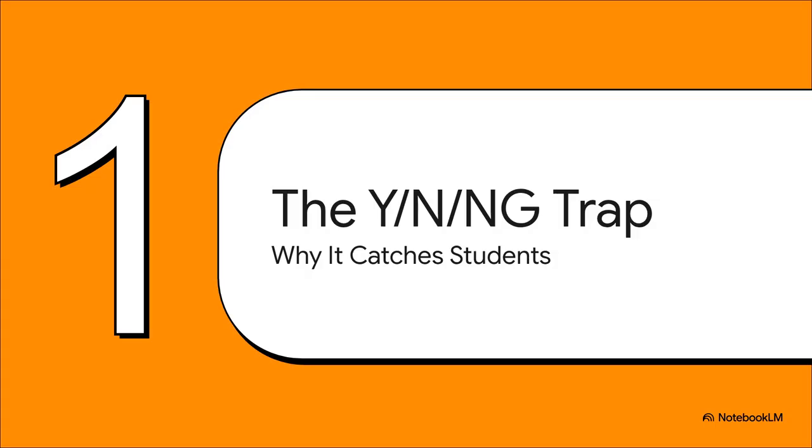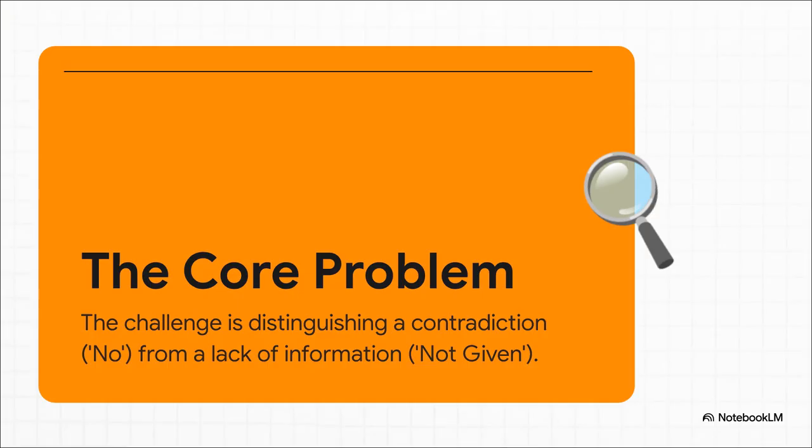So first things first, let's figure out why it's so hard. What's the actual trap? Once we know what we're up against, we can figure out how to solve it. Here's the core of it. Getting the yes answer is usually pretty straightforward, right? The text says it, the statement matches. The real battle, the real confusion, is always in the fight between no and not given. Is it saying the opposite, or is it saying nothing at all?